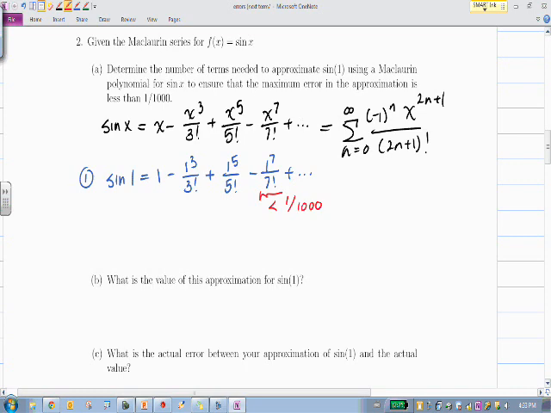So let's make sure we understand the question. Determine the number of terms. It turns out I need 3 terms. If you were asked what order, you would say that that's a 5th order because the highest power there is 5.